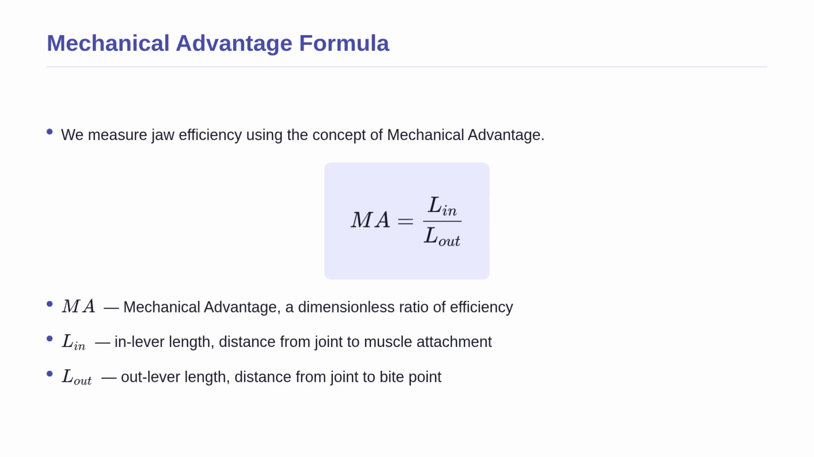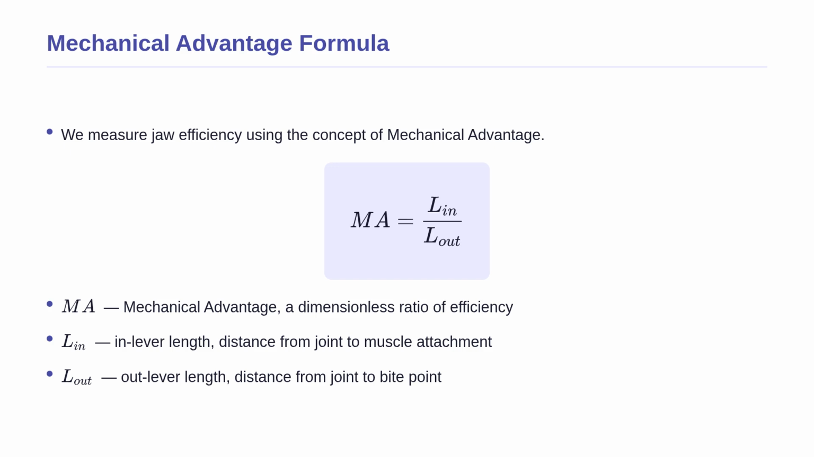This mechanical lever concept leads us directly to a mathematical relationship. We measure the efficiency of this jaw system using a formula called mechanical advantage. Conceptually, this formula compares the input effort to the output result. Let us look at the symbols.